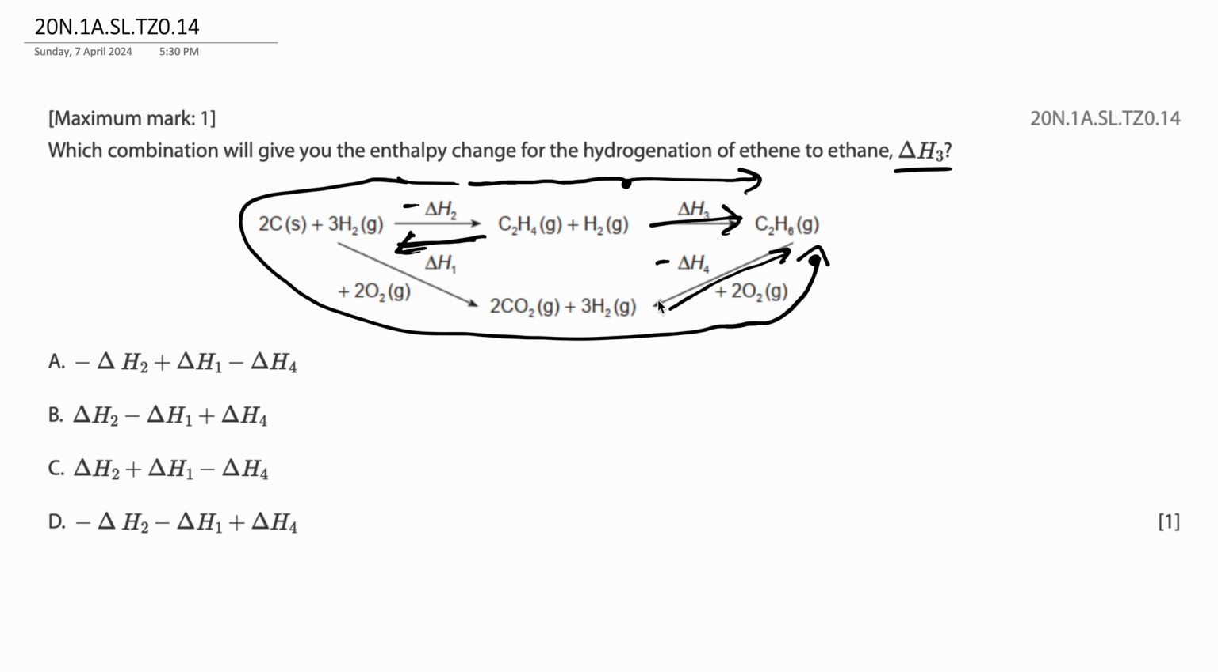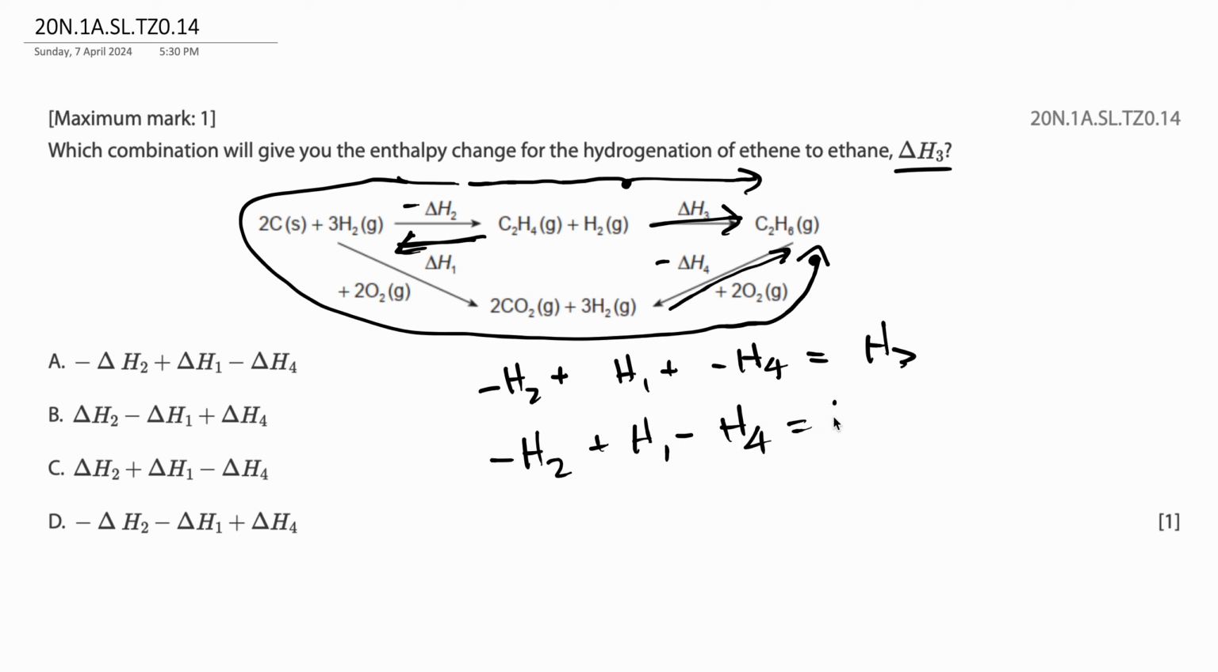Now if I sum up the new direction for H2, H1 and H4, when considering their signs, I get that negative H2 plus H1 plus negative H4 is equal to H3, meaning the route H3 is also equal to the route of negative H2 plus positive H1 minus H4. If I sum up the enthalpy change of this left side, I'll get the enthalpy change of this right side because of Hess's law. And so the answer is A.